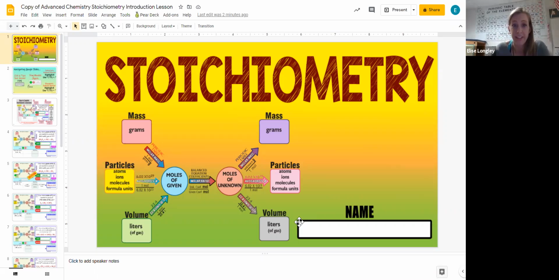Step 1, convert to moles. So the first step is to convert to moles. And before you do anything else, you need to convert to moles. And when you convert to moles, you'll be able to do anything else. So we're going to convert to moles.